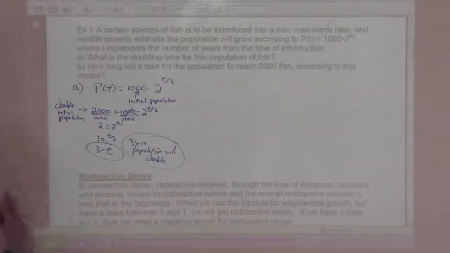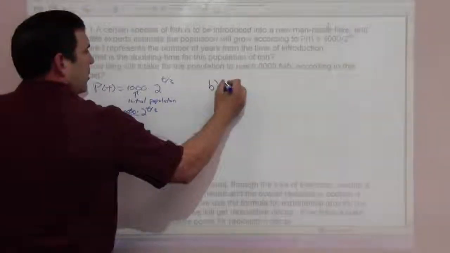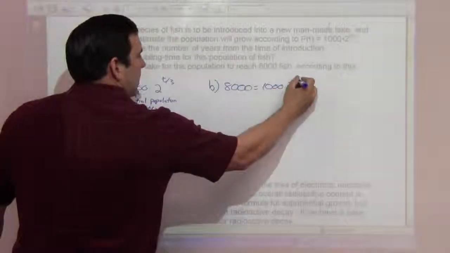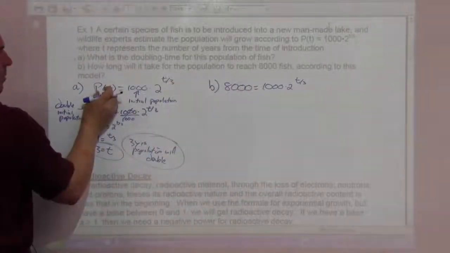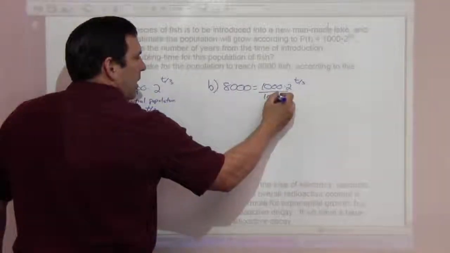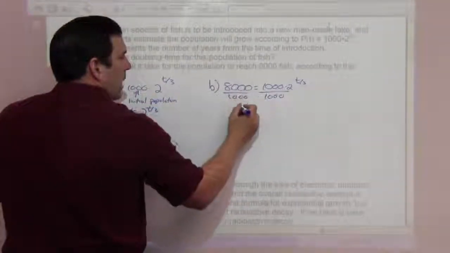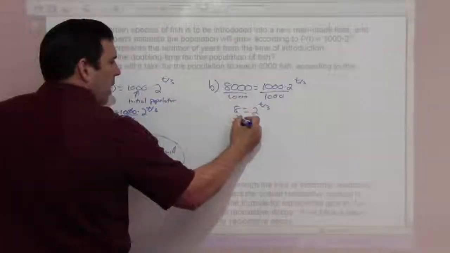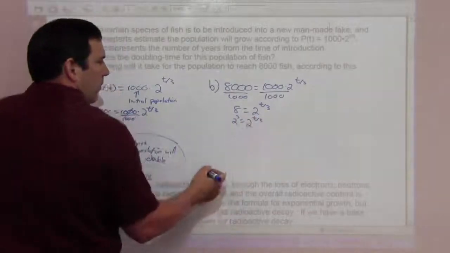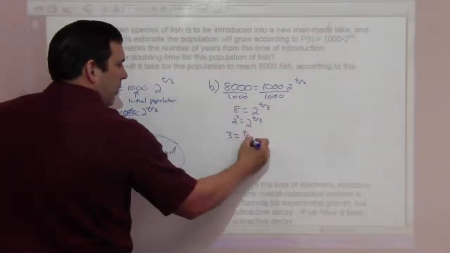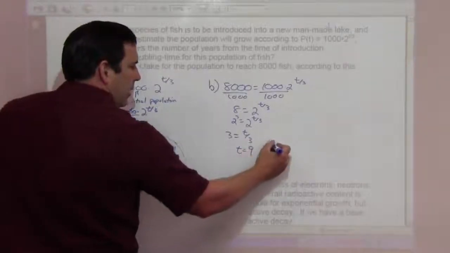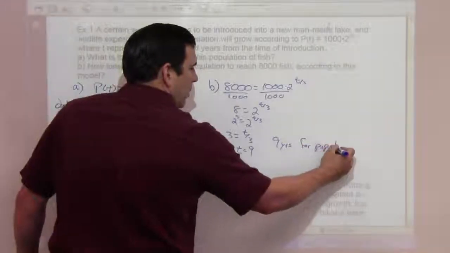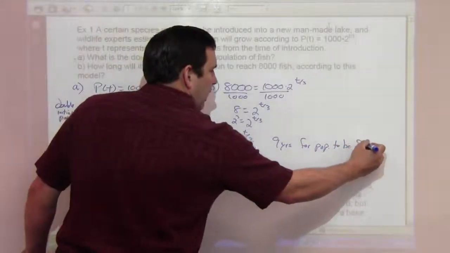Now for part B, it says, how long will it take to be 8,000? So 8,000 equals 1,000 times 2 to the t divided by 3. I'm just putting 8,000 in place of the P of t. Dividing both sides by 1,000, 8 equals 2 to the t over 3. Now 8 is 2 to the third power. So 3 equals t divided by 3, or t equals 9. So 9 years for the population to be 8,000.